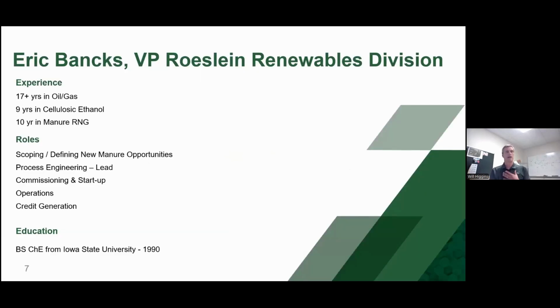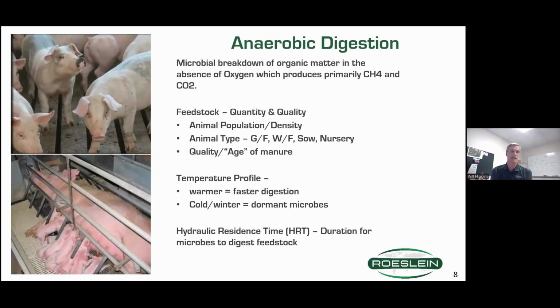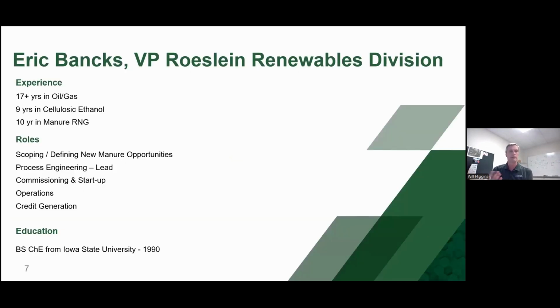A little bit about me. I've been in the business for now over 35 years in the energy sector as a chemical engineer. I worked in oil and gas for 17 years. I worked in cellulosic ethanol for about 9 years, and then I've been with Roeslein for the past 10 years, primarily working on manure RNG projects. And as we move forward, we're going to be working in other feedstocks, I think.